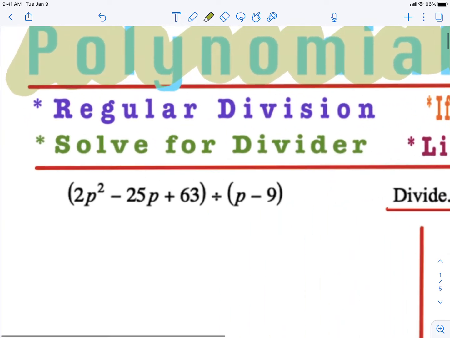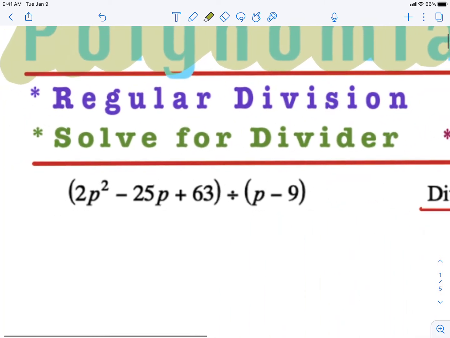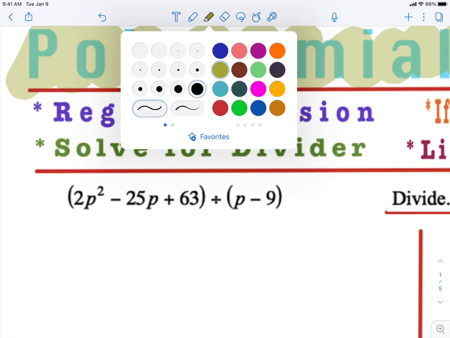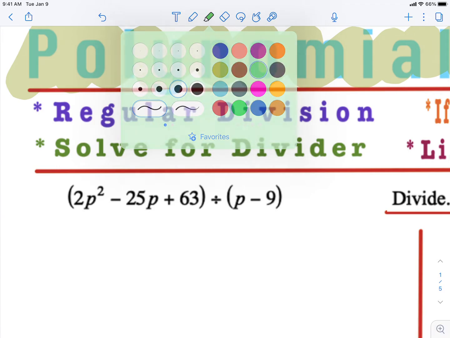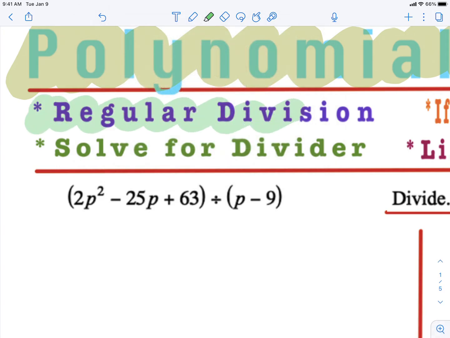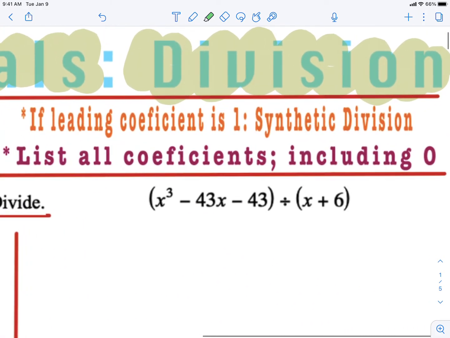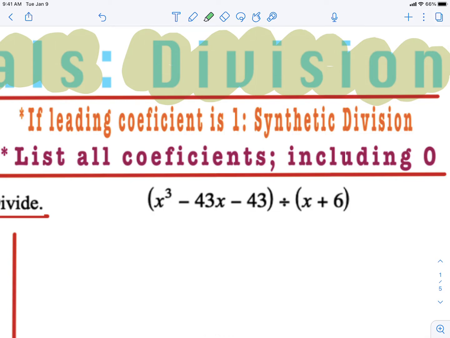First bullet point here in our notes is regular division. We can divide these polynomials by doing regular old school division that you're used to from elementary school. But in these notes, we're going to do something called synthetic division. The second bullet point says, if leading coefficient is 1, then we do synthetic division. You'll see what that is in about a minute.